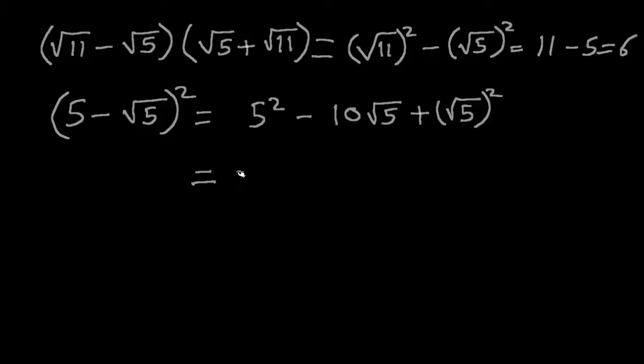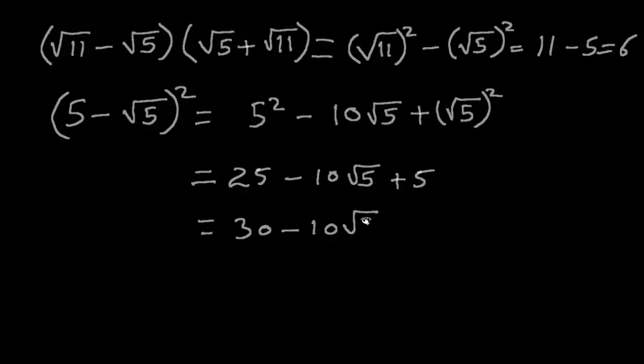This will be equal to 25 minus 10 under root 5 plus 5, and equal to 30 minus 10 under root 5. We have seen identities related to square root. Now we'll see laws of exponents.